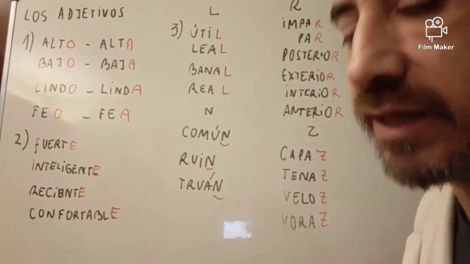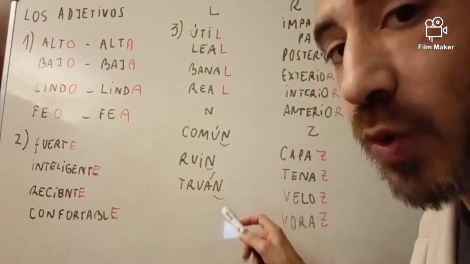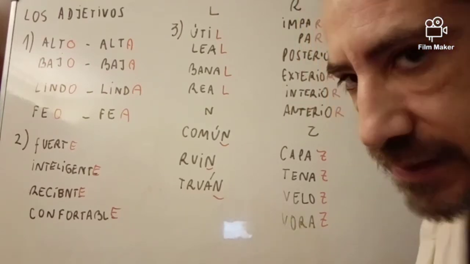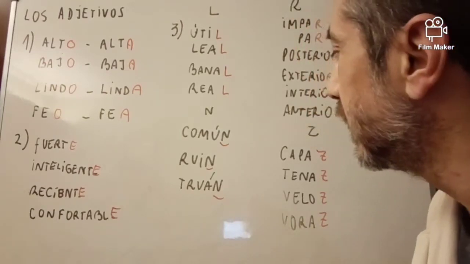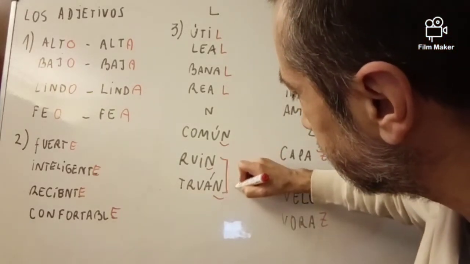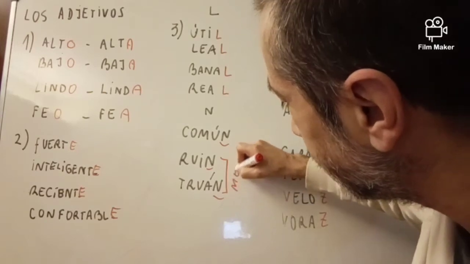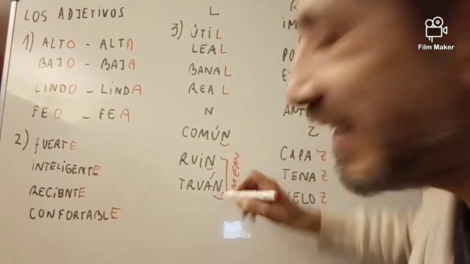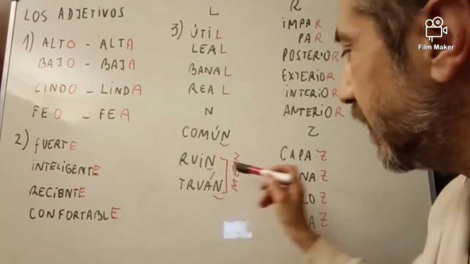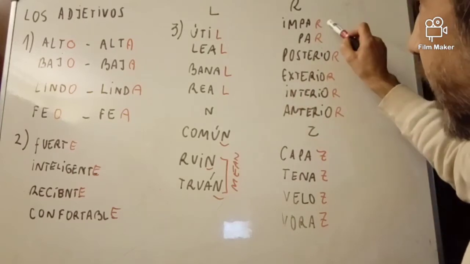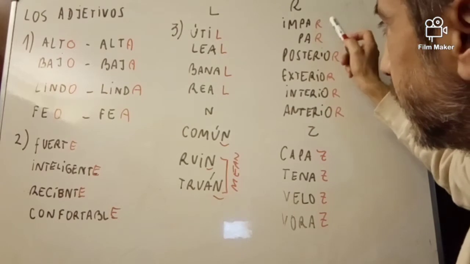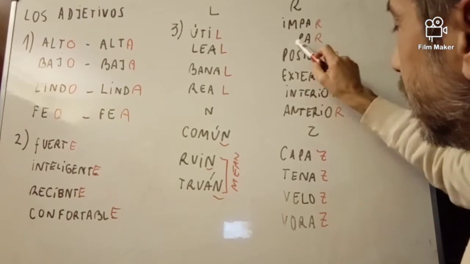Ruin and truan. We don't have the tr sound in Spain. In Chile they do, but it's the only country in which they have it. Ruin and truan mean: he's a mean man, she's a mean woman. Both mean the same. Then ending with R sound, impar, odd, an odd number.